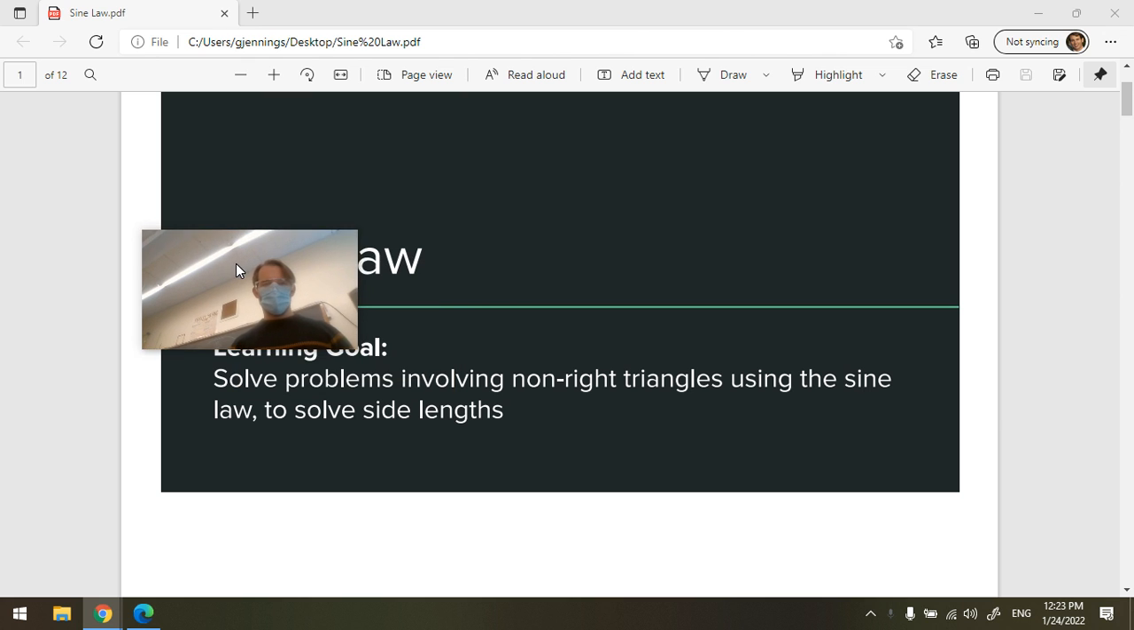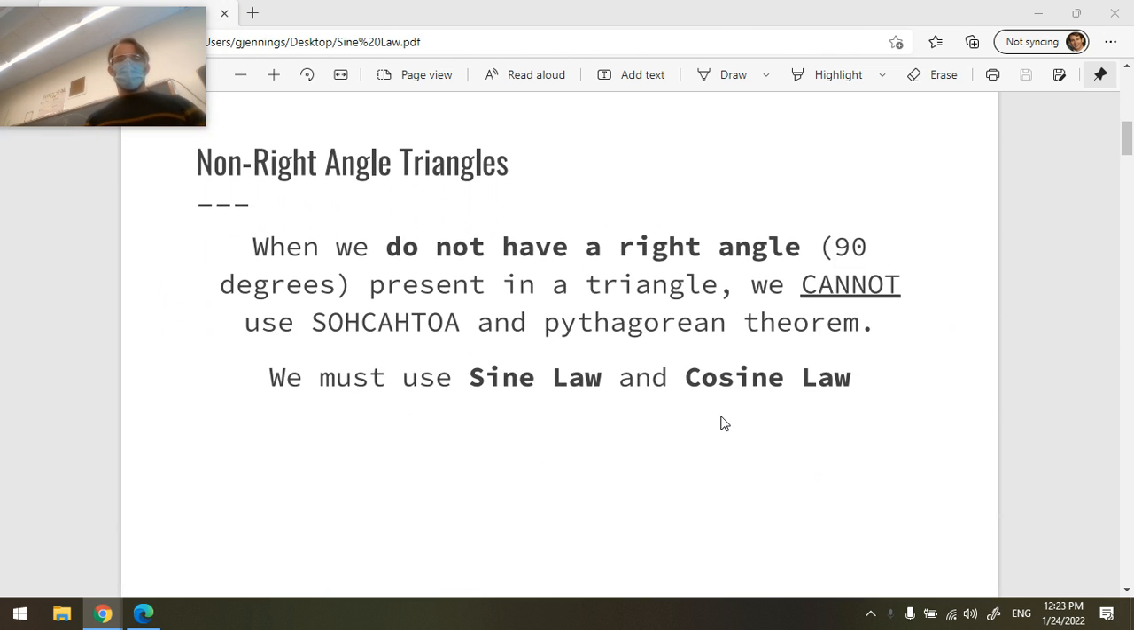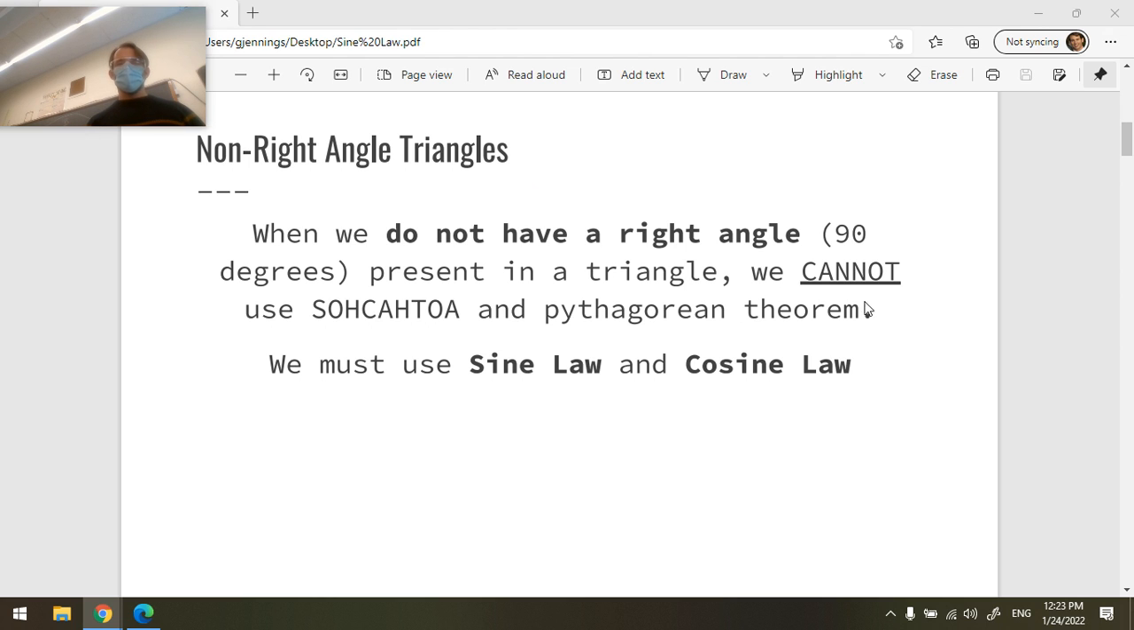So let's take a look at when we have triangles that don't have right angles. If we don't have a right angle, we cannot use SOHCAHTOA or the Pythagorean theorem. They don't work when we don't have right angles. Using them is not right. So you have to use sine law or cosine law in those cases.